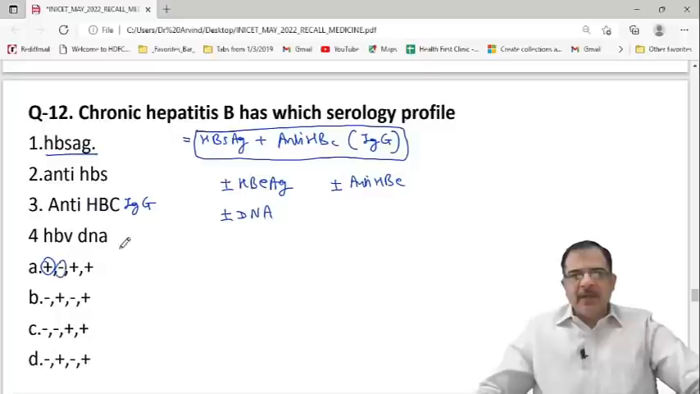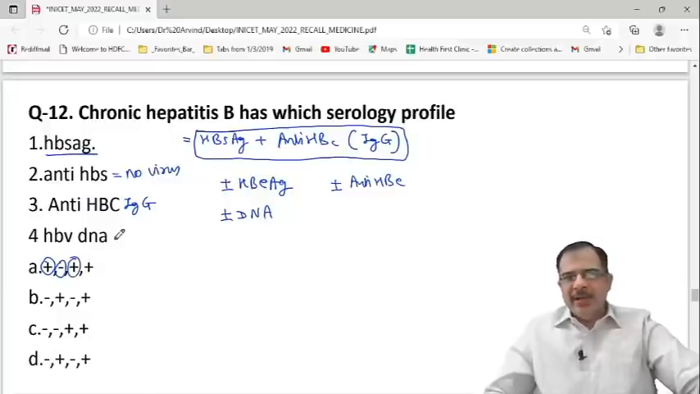Anti-HBs negative. Remember, anti-HBs means, as a rule, that there is no virus in the body. So it is a neutralizing antibody, so it can never be seen in a chronic hepatitis B case. IgG anti-HBc, yes, it can be seen. DNA is plus minus. So here plus is given. So you will mark it as the A option here.